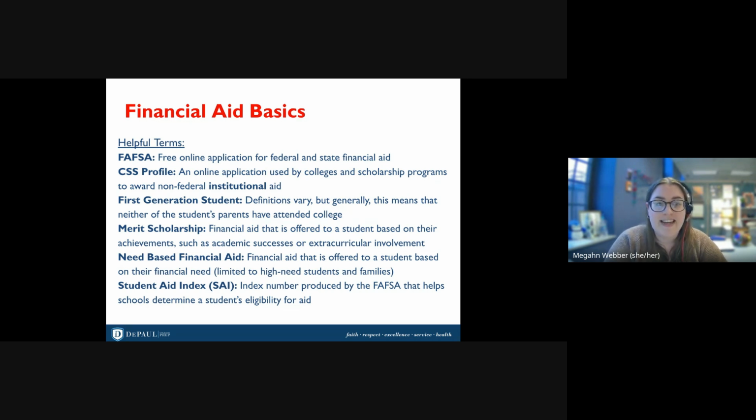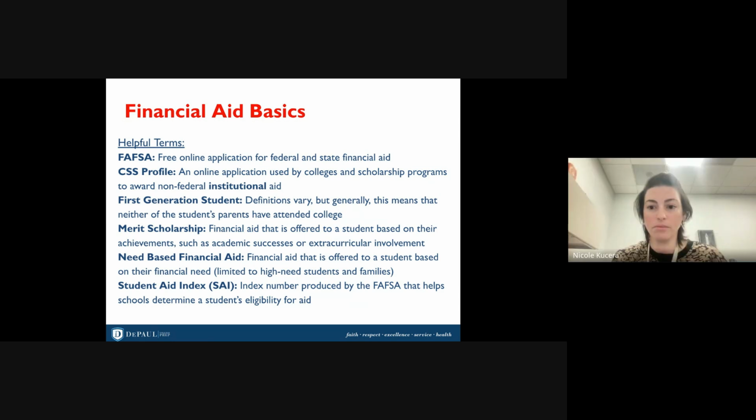We also have the CSS Profile, which is another one that you might be familiar with. This is an online application specifically used by colleges and universities in order to help students apply for institutional aid, or the scholarships and grants that are coming specifically from that college or university. So that's another nice tool, just because you can complete one profile and share it with multiple schools, so you don't have to do each individual application with each school. You'll notice not every school uses a CSS Profile. For example, Elmhurst does not, but a lot of schools do. So it is a good tool to have in your toolbox.